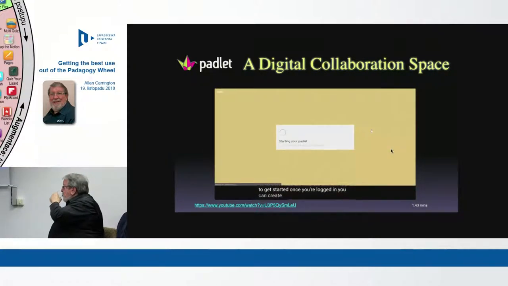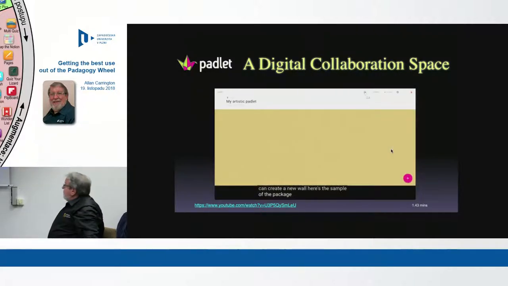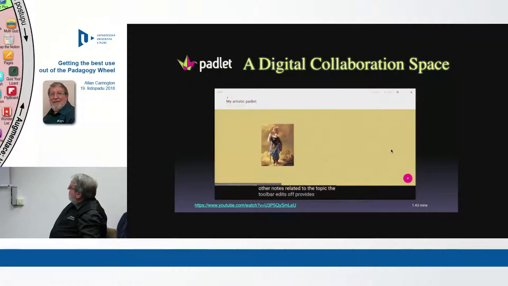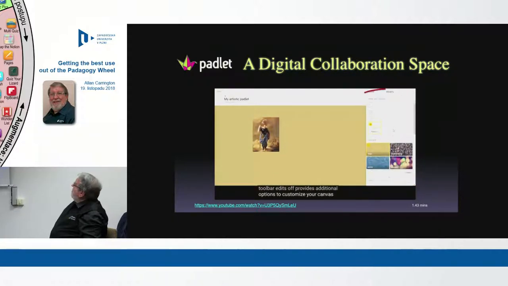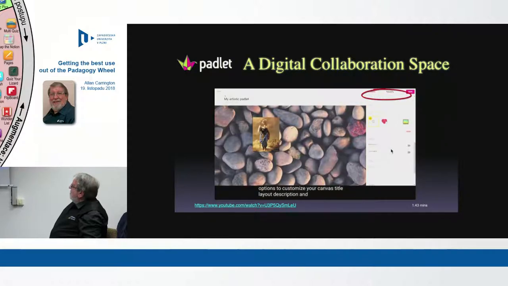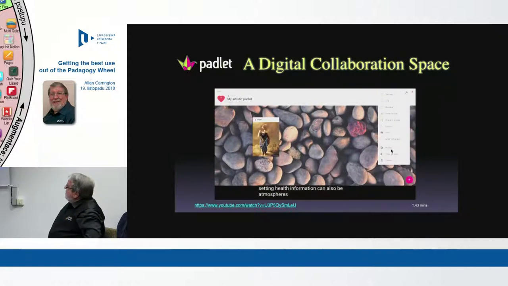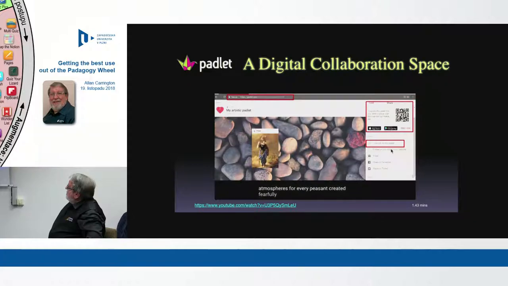Once you're logged in, you can create a new wall. Here's a sample of Padlet's beginning. On a Padlet, you can simply click this plus icon or double-click to add a link to an image you have found online, or you can upload a photo of your own, add prose, poems, videos, or other notes related to the topic. The toolbar at the top provides additional options to customize your Padlet's title, layout, description, and privacy settings. Help information can also be accessed here. For every Padlet created, there's a link which you can share with others so you can work together.